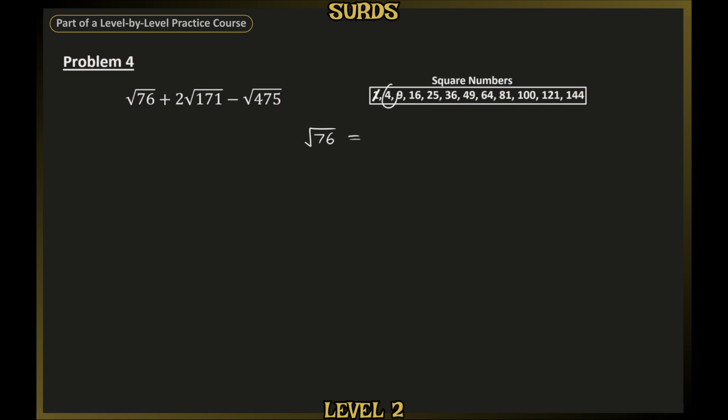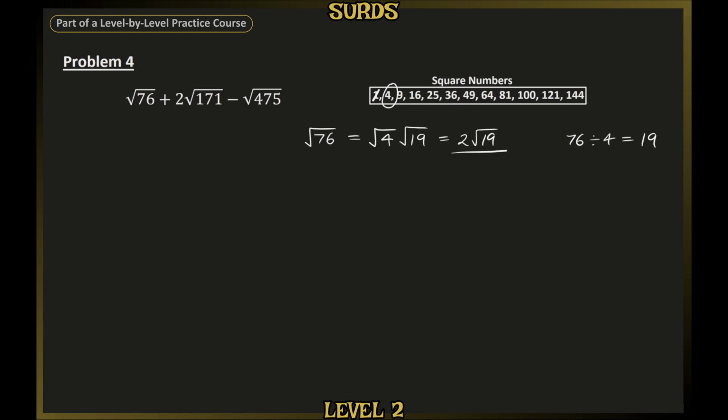Now 76 can be divided by 4, and it can't be divided by any other number on our list of square numbers. So we know that we can rewrite this as the square root of 4 times the square root of something else. And to get the something else, we just need to divide 76 by 4. And 76 divided by 4 is 19. So we know that the square root of 76 can be written as the square root of 4 times the square root of 19. And because the square root of 4 is 2, this becomes 2 root 19.